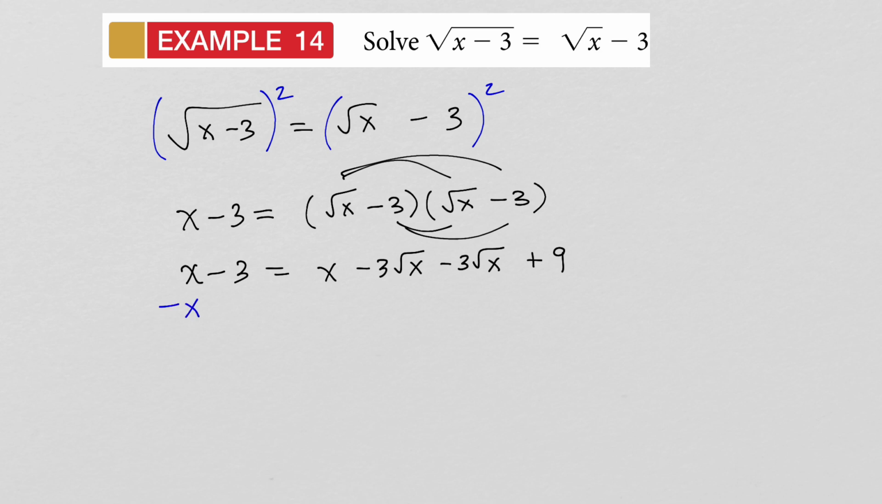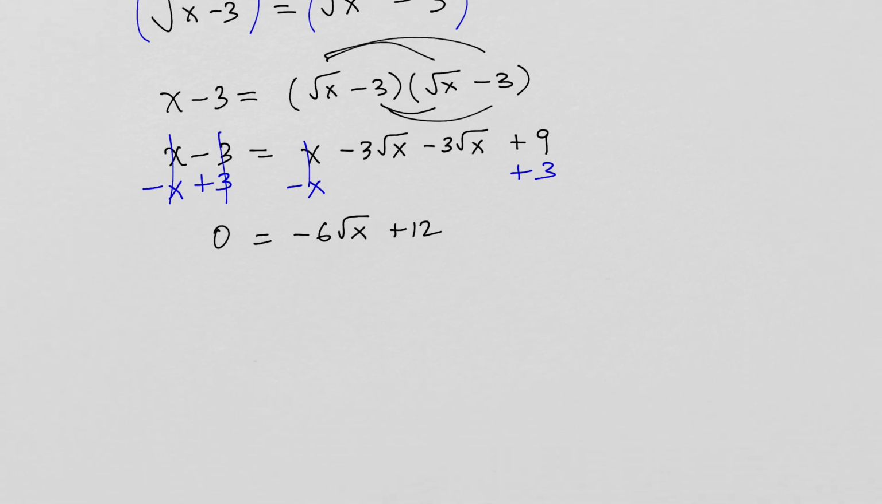Now I'm going to subtract x from both sides. I can cancel those. I'm going to add 3 to both sides. That will cancel those. And that gives us 0 equals negative 6 radical x plus 12. So notice after squaring both sides, we still have a radical. So what I'm going to do is add this over to the other side, which gives us 6 radical x equals 12.